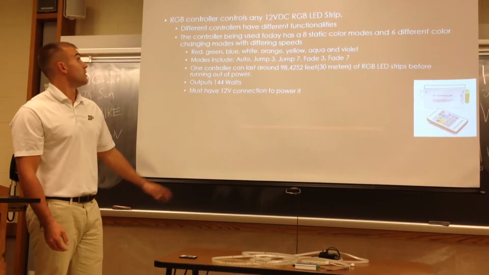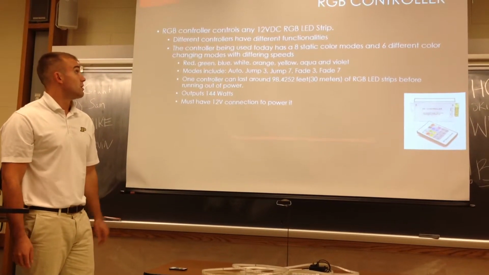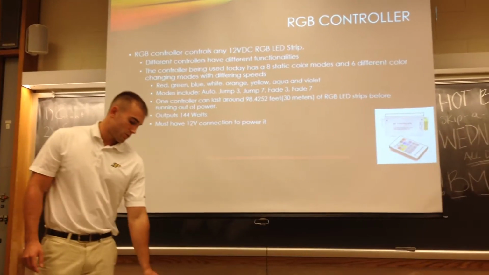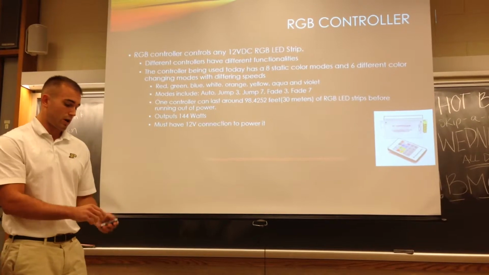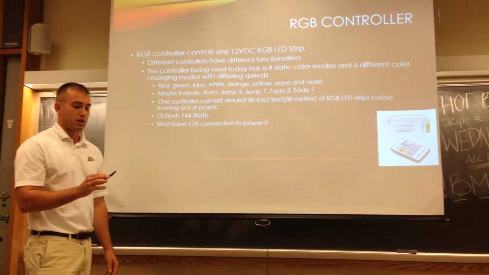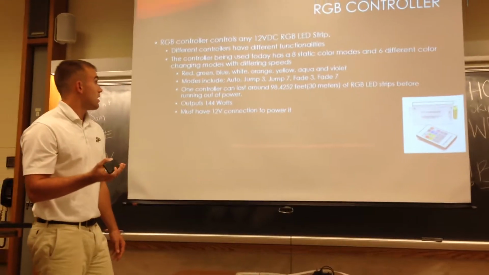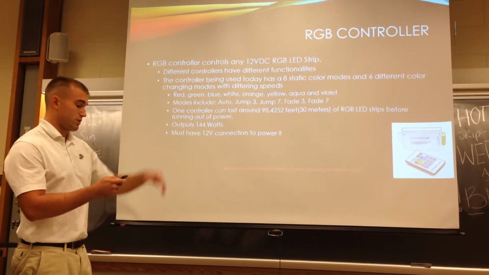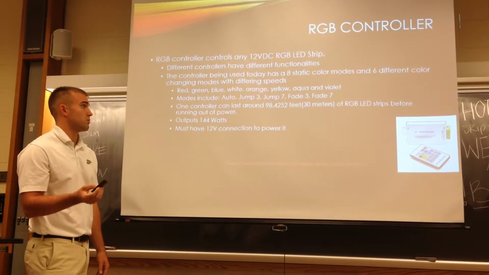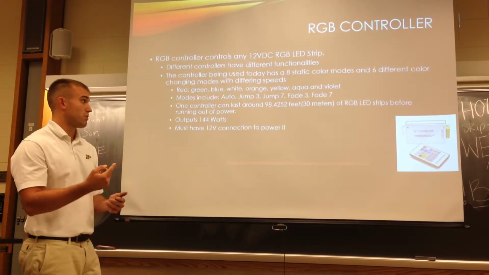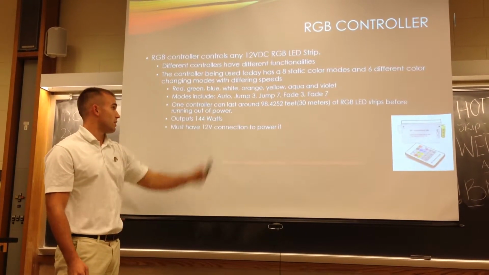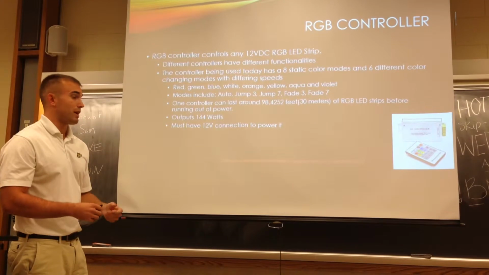Some of the other things about this controller in particular, this one, you have 8 static colors, so you can program it. This one programs to white, blue, green, red, orange, yellow, cyan, and purple. Now, aqua is the cyan. From those, there are also other modes that the programmable hexadecimal codes use, between a jump 3, a jump 7, a fade 3, and a fade 7, and my favorite, auto. We'll talk a little bit more about that one in a second.